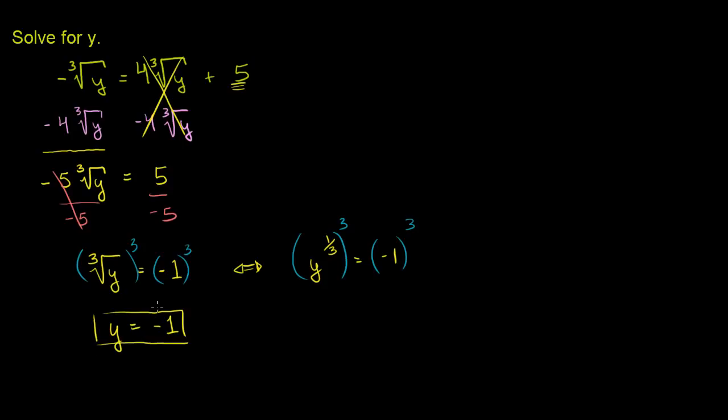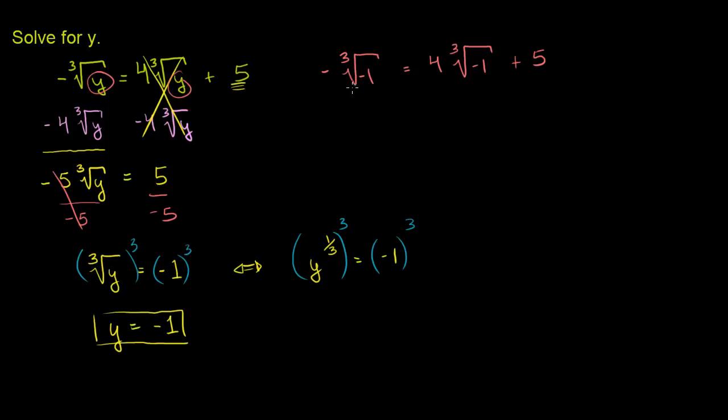Now let's make sure that it actually works. Let's go back to our original equation, and I'll put -1 in for our y's. We have the negative of the cube root of -1 has to be equal to 4 times the cube root of -1 plus 5. Let's verify that this is the case. The cube root of -1 is -1.